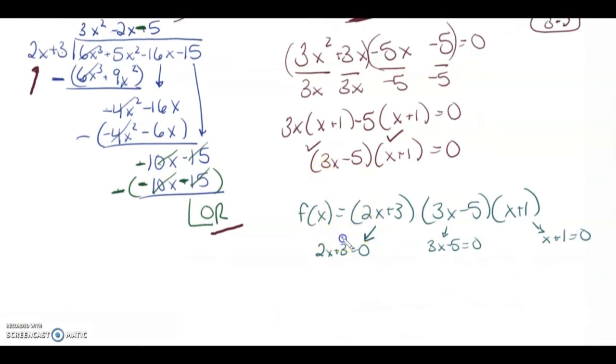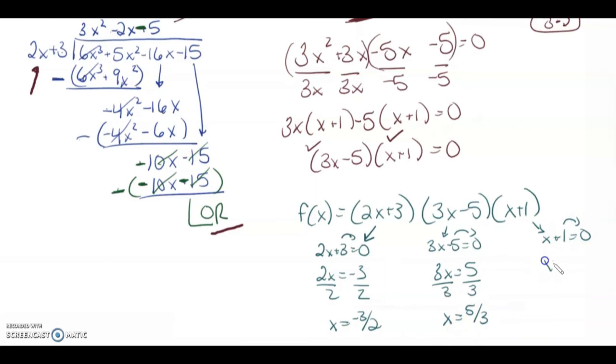Bring over the 3. We get 2x equals negative 3. Divide both sides, we get x equals negative 3 over 2. Now, bring over this negative 5. We get 3x equals 5. Divide out the 3, we get x equals 5 over 3. Bring over this 1, I get x equals negative 1. Those are our three x-intercepts.